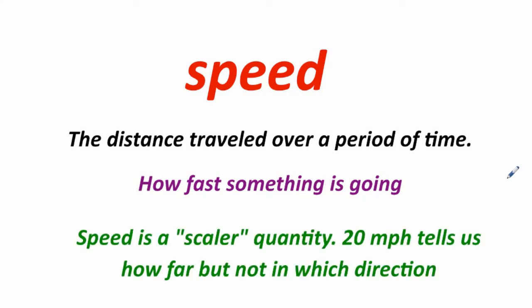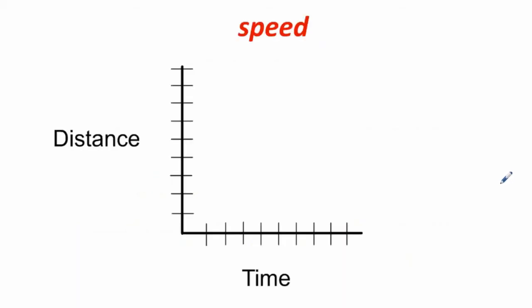Why is it scalar? Because it has no direction. When I say 20 miles per hour, that tells you how far I went in 1 hour, but it doesn't tell you what direction. So speed is indeed a scalar quantity. The next thing we're going to look at is graphing speed. So whenever you're looking at these motion graphs, the first thing you need to do is look at the axis labels. In this case, we have time on the x-axis, and we have distance on the y-axis.